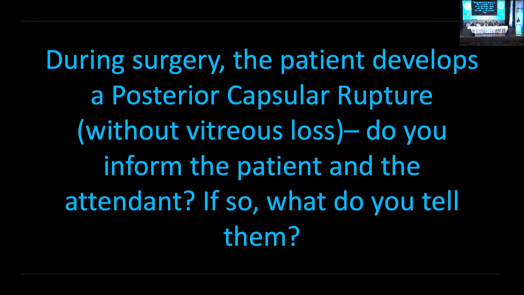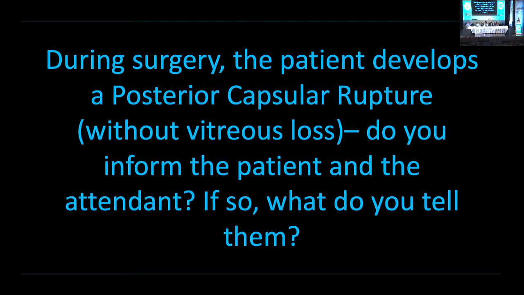Well, the next question: during surgery your patient develops a posterior capsular rupture without vitreous loss. Do you inform the patient and the attendant? If so, what do you tell them? Ramesh sir? If I'm placing the lens within the capsular bag with a small PCR, or in the sulcus with an optic capture, and I expect the patient to have normal vision after surgery, I will not tell them. But my discharge summary will clearly note that the patient developed a PCR and so I did a sulcus implant with a 3-piece and I did an optic capture.